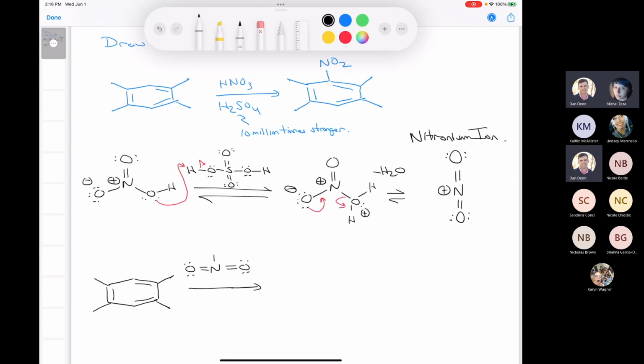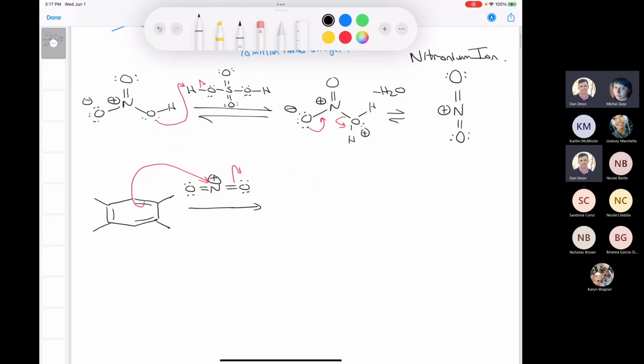So let's draw our nitronium ion. Looks like this. So again, this is a super powerful electrophile, and our aromatic ring is going to act as a nucleophile. So it's going to attack here, and then we're going to produce our sigma complex. So let's draw that with all 4 methyl groups here. Now we have our nitro installed on the ring. We have these 2 bonds intact, and here's our positive charge.